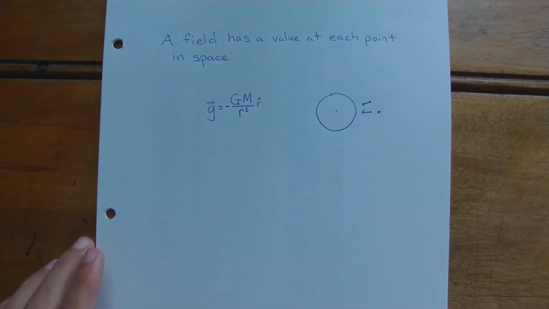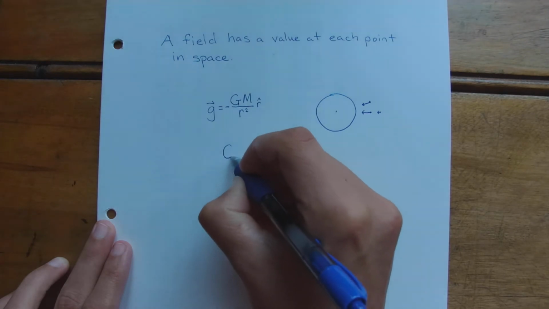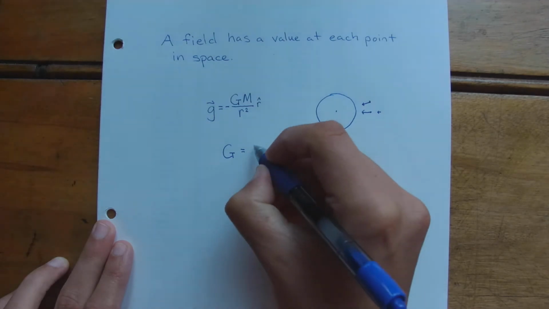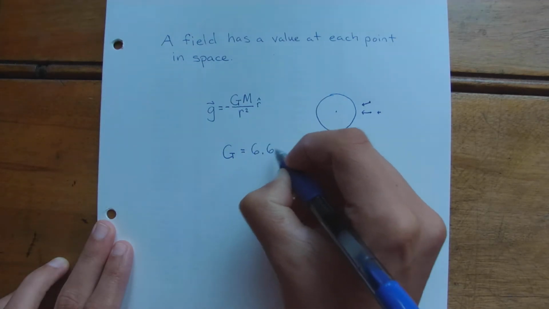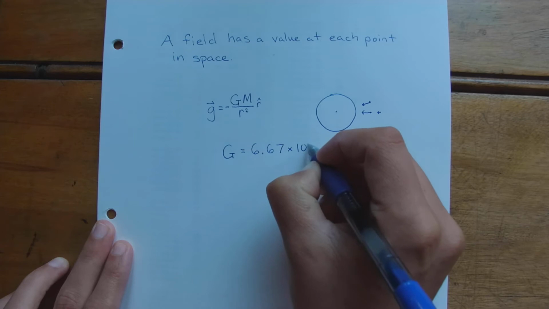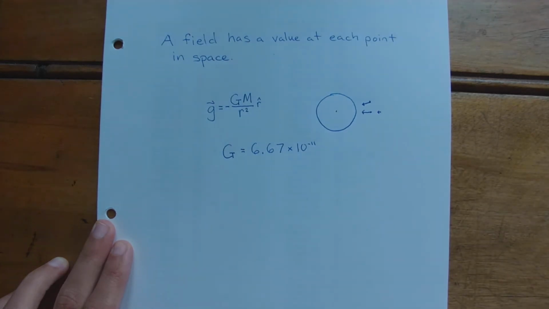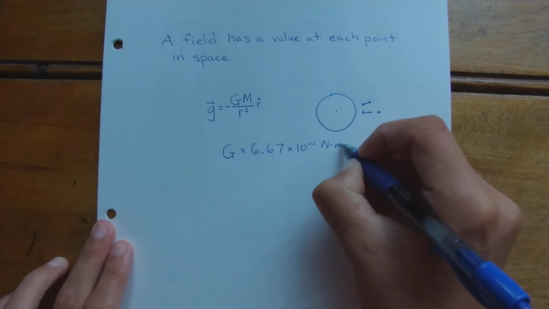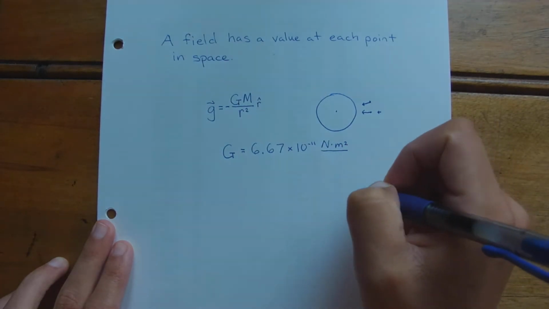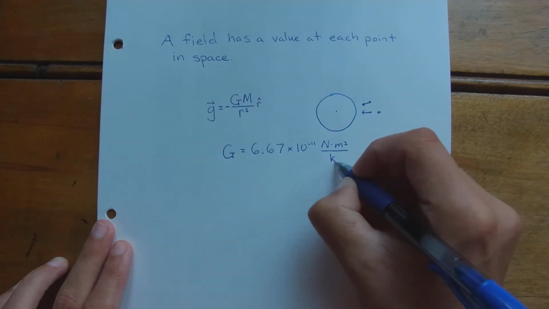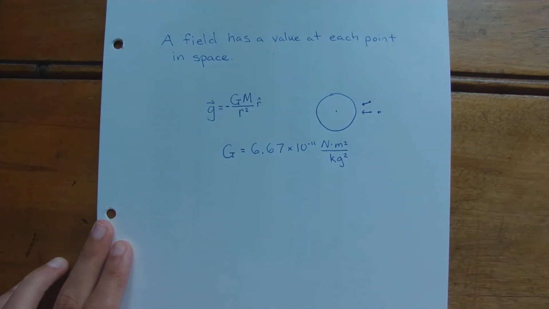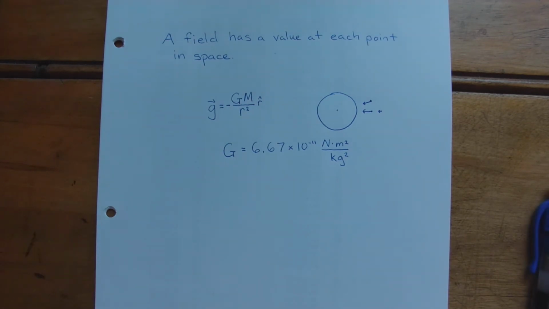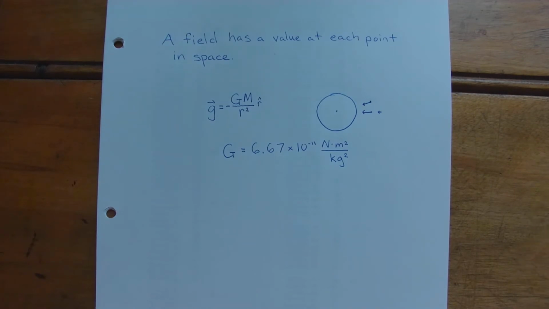So this is the gravitational field, and capital G is a constant. It is equal to 6.67 times 10 to the negative 11, and the units for that are newtons times meters squared divided by kilograms squared. And we can check to make sure that those units work out correctly.